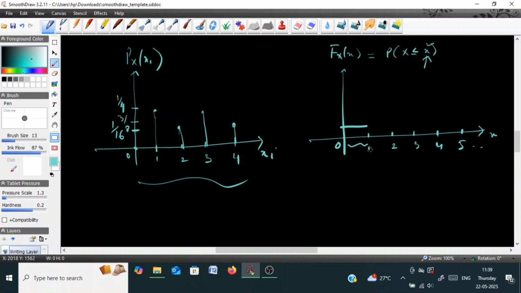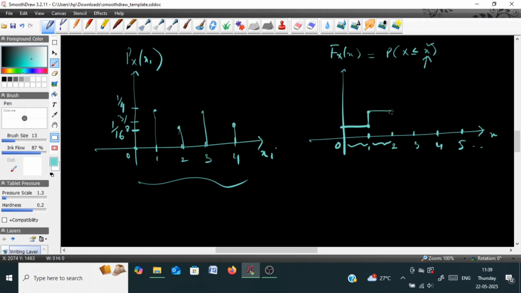Okay, up to 1. When x becomes 1, the probability at 1 will also be counted. Probability of X less than or equal to x means the probability of 0 plus the probability of 1. So it will become 1 by 16 plus 1 by 4. You get 5 by 16. Okay. Then as long as x is between 1 and 2, this remains the same.